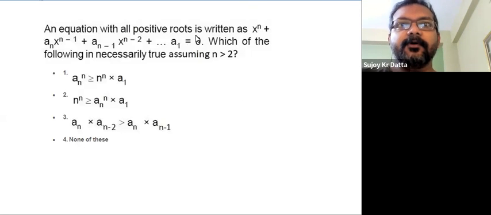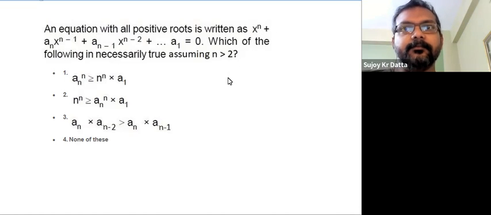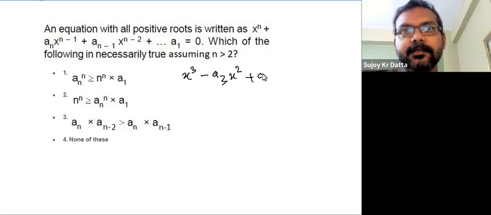So in this question, we have got a polynomial. So we have x to the power n, where n is greater than 2. So maybe a cubic. Let's write down a cubic equation, for example. The cubic is x cubed minus a3 x squared plus a2 x plus a1, according to the format given in the problem statement.